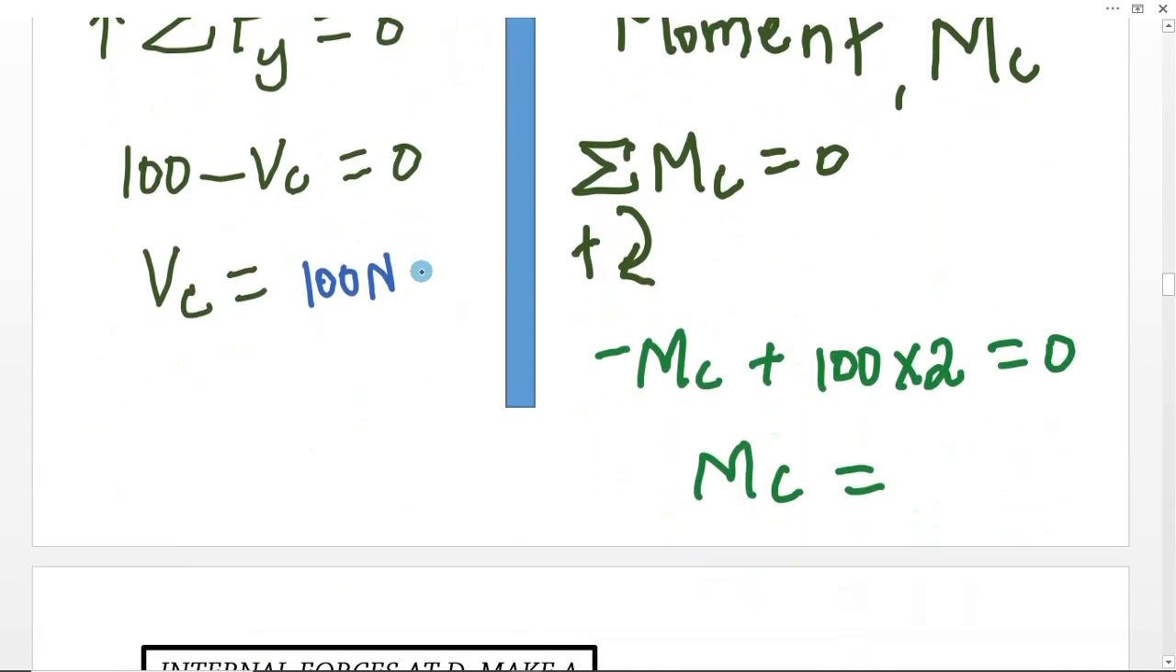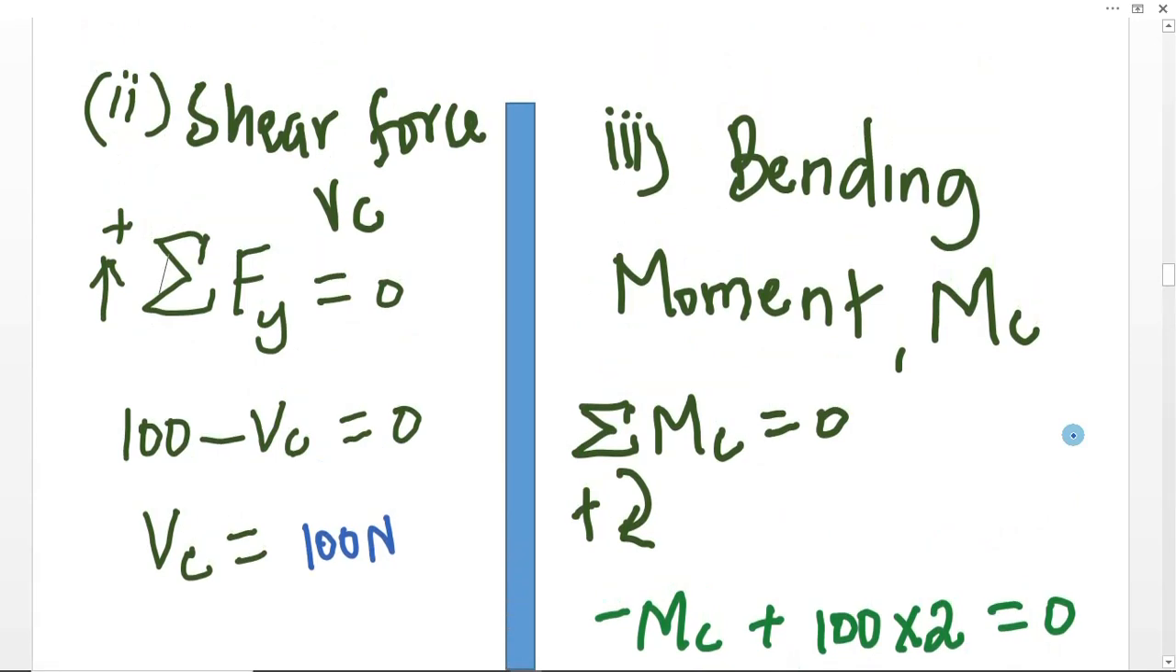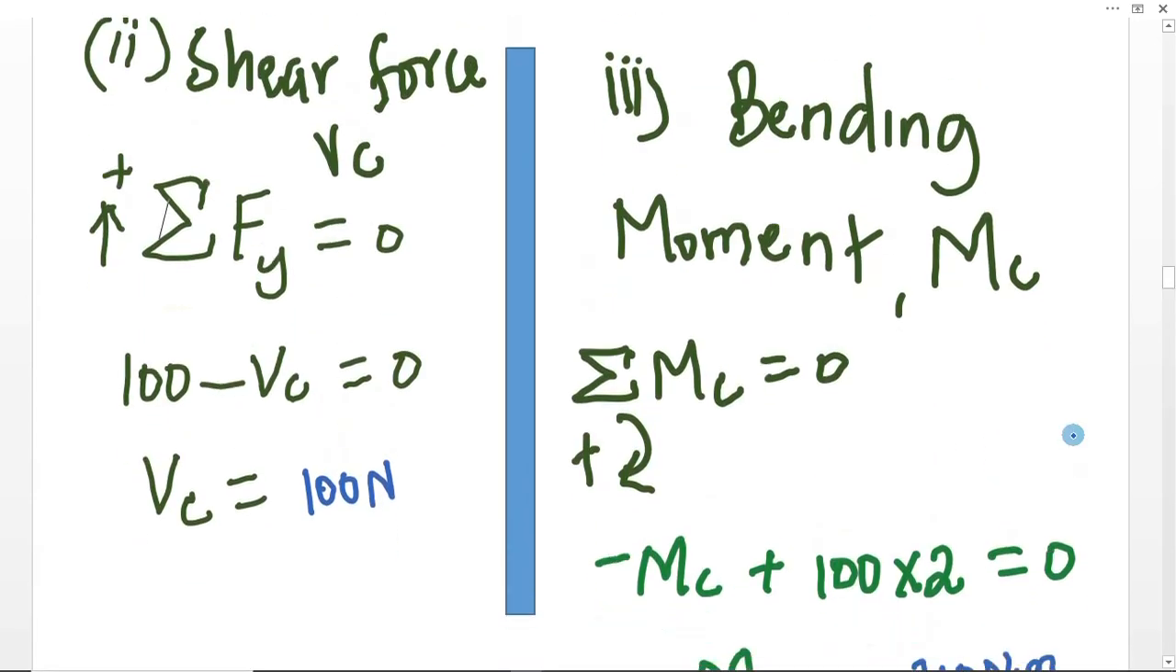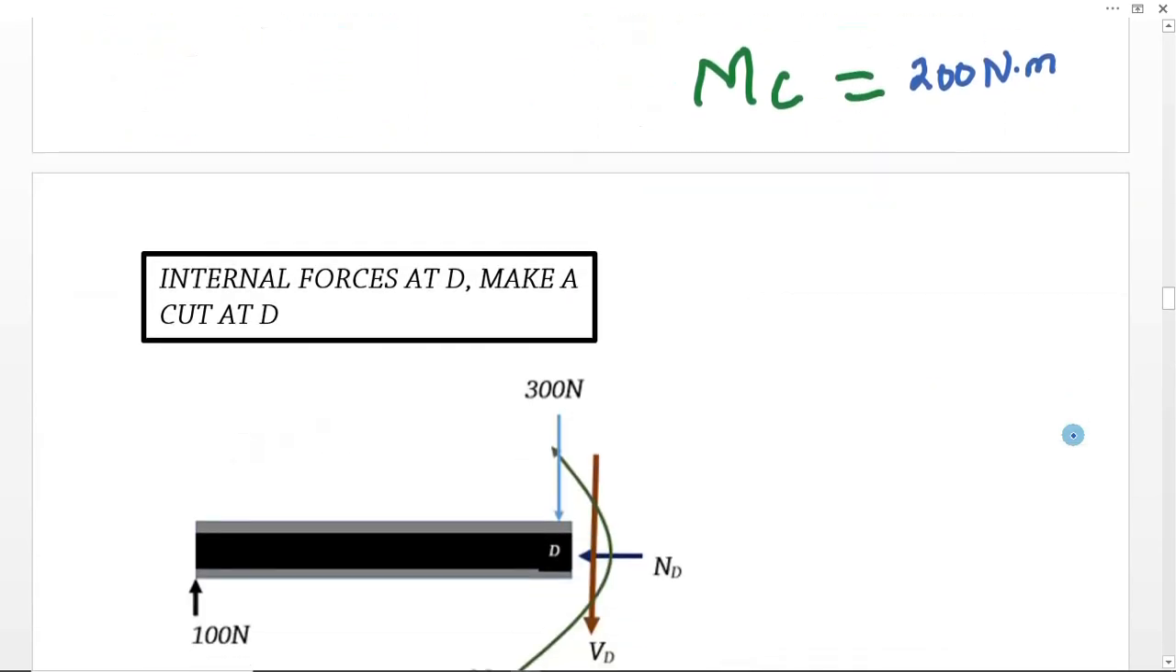Therefore we will have the sum of those moments, considering the free body diagram above, it will be minus MC plus 100 times 2, and this will be equal to 0. Therefore, the bending moment at that point C is going to be 200 newton meters. So that is how we can calculate the internal forces, the shear force, the bending moment, and the axial forces at point C, going step by step.